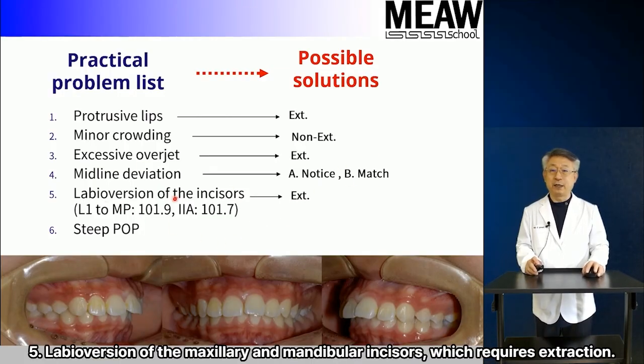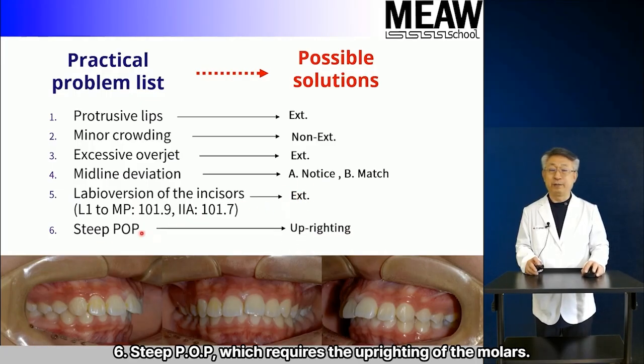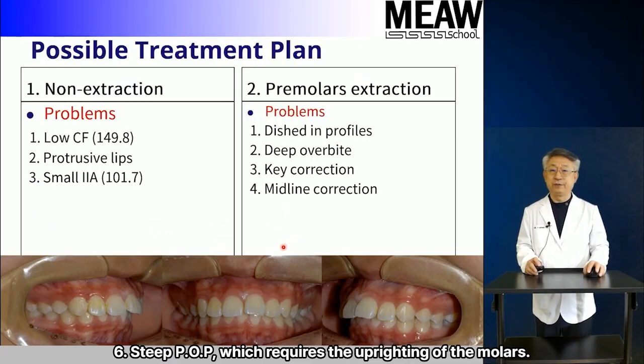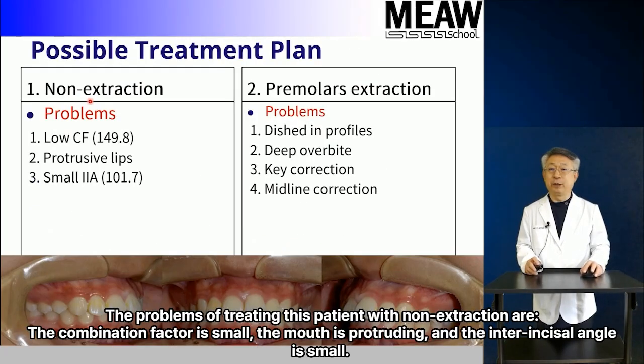5. Labioversion of the maxillary and mandibular incisors, which requires extraction. 6. Steep POP, which requires the uprighting of the molars. The problems of treating this patient with non-extraction are the combination factor is small, the mouth is protruding, and the interincisal angle is small.